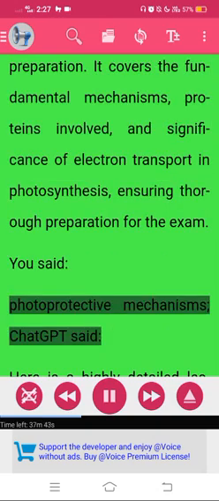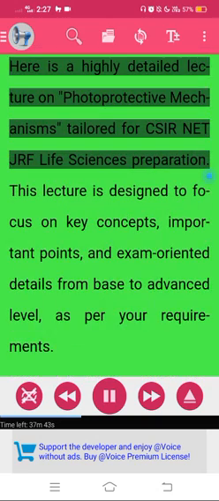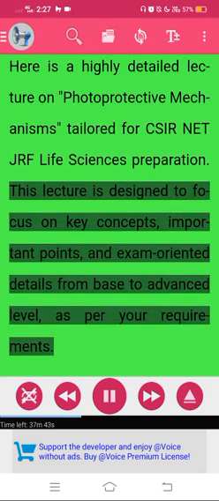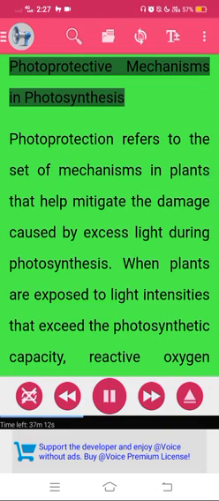Photoprotective mechanisms. Here's a highly detailed lecture on photoprotective mechanisms tailored for CSIR NET JRF life sciences preparation. This lecture is designed to focus on key concepts, important points, and exam-oriented details from base to advanced level as per your requirements. Photoprotective mechanisms in photosynthesis.